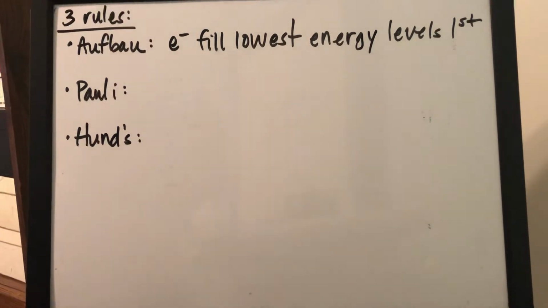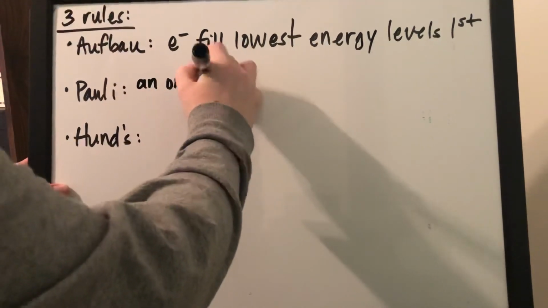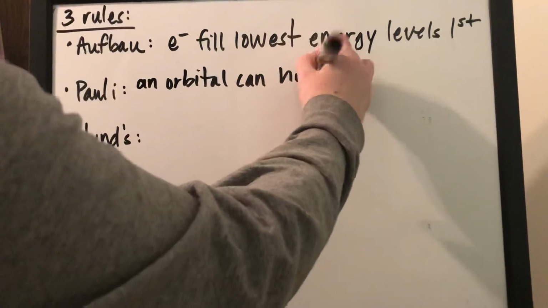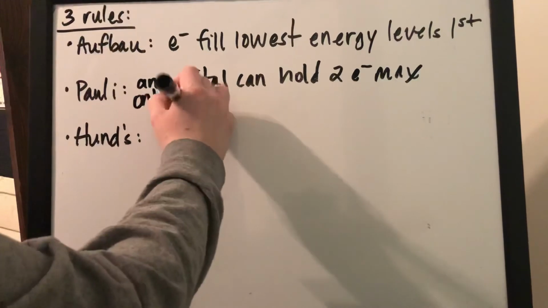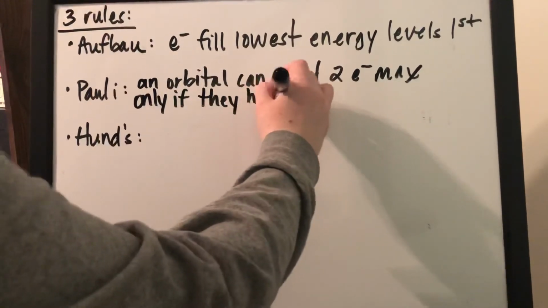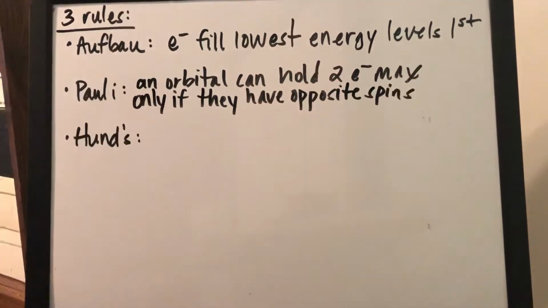That's the first rule. Second rule is called the Pauli exclusion principle, and it says an orbital can hold 2 electrons max, okay, maximum of 2 electrons, only if they have opposite spins. So we don't really talk a whole lot about the spinning of the electron, but if you think about it, these electrons are moving, some are spinning clockwise, some are spinning counterclockwise. Pauli exclusion says 2 electrons can live in one orbital as long as they're spinning opposite ways. So you'd have to have a counterclockwise and a clockwise. That's too hard for us to draw, so we denote it with arrows, one going up and one going down.